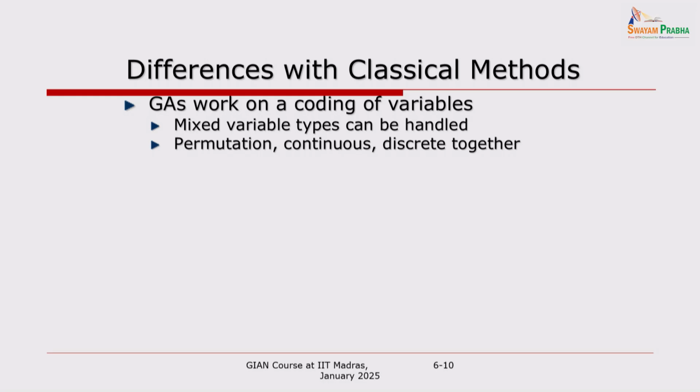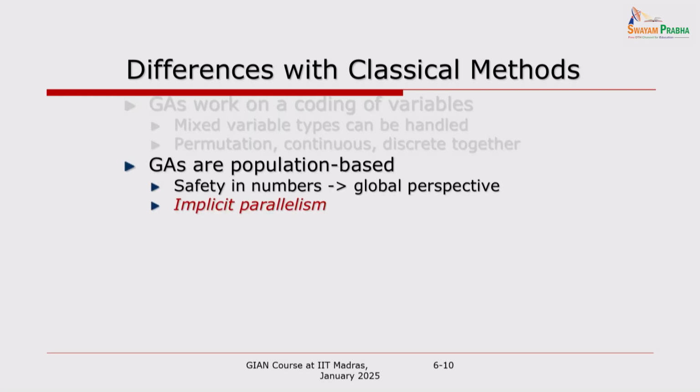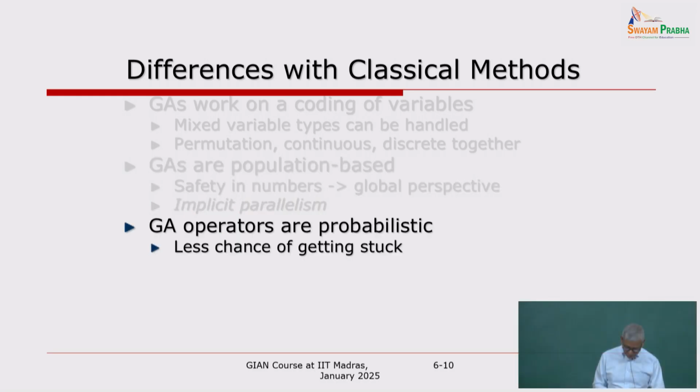First of all, in binary coded GA, we're dealing with a binary coding. Then we have a population, and the classical point methods have only a point. And there is a concept of implicit parallelism that already comes in with these methods, because you are searching different parts of the search space in parallel. So that's the implicit parallelism part.